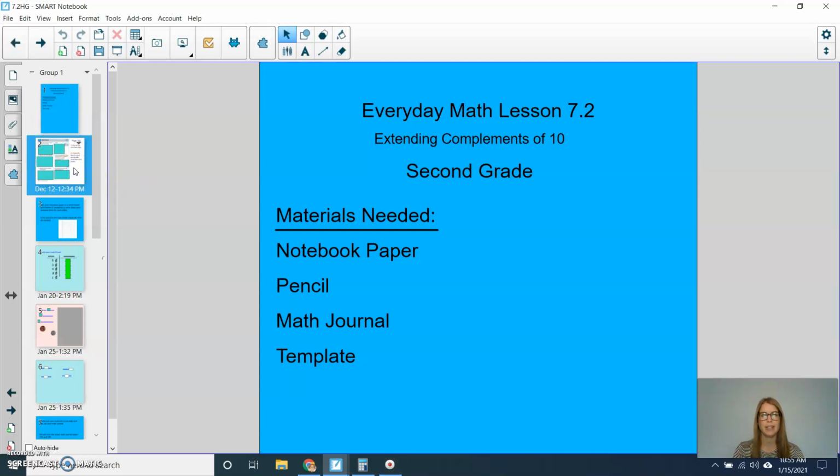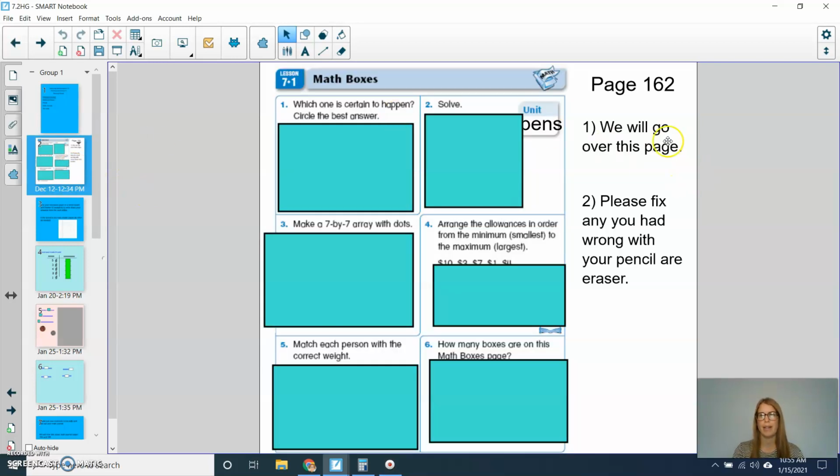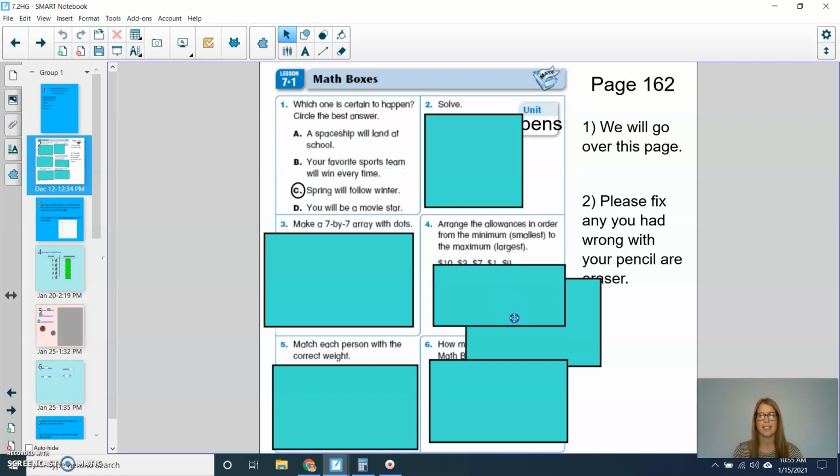Let's get started. The first thing that we're going to do is go over our math boxes from the previous lesson. So if you can open up your math journal to page 162. If you're noticing that you have any mistakes, please fix those with your pencil and eraser. For our first question, number 1, which one is certain to happen? Circle the best answer. You should have picked choice C, spring will follow winter.